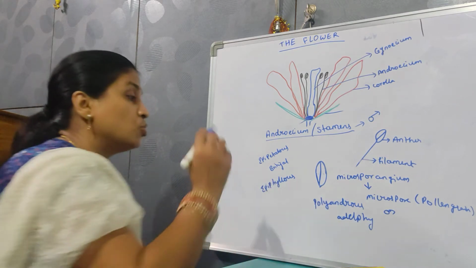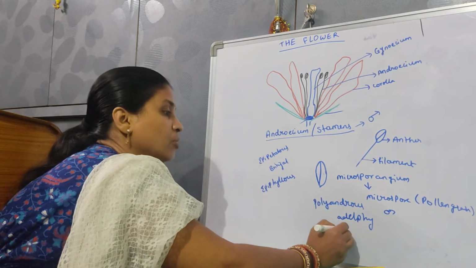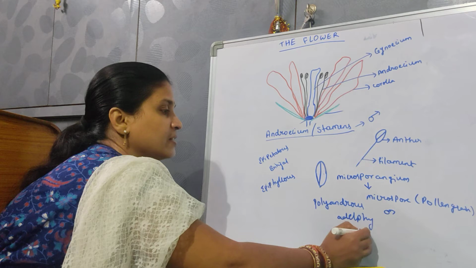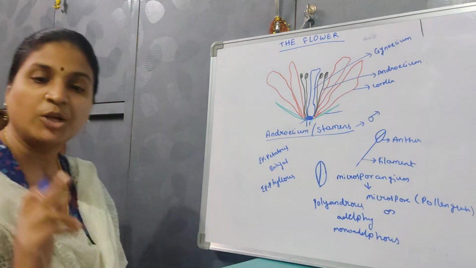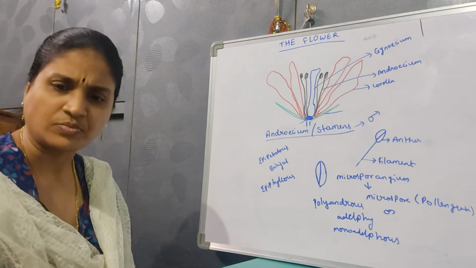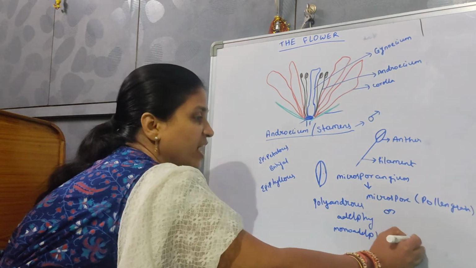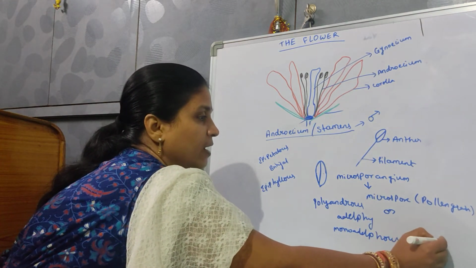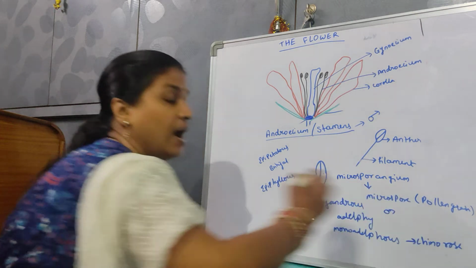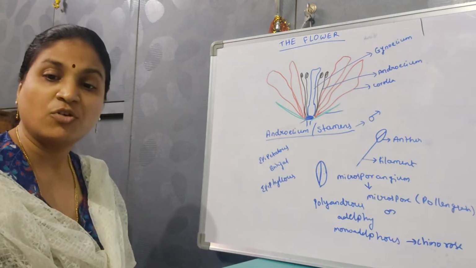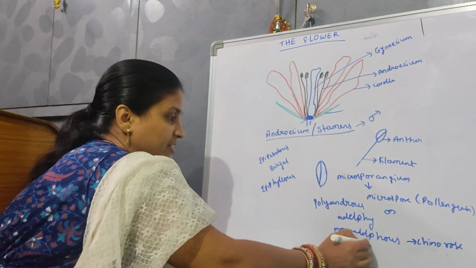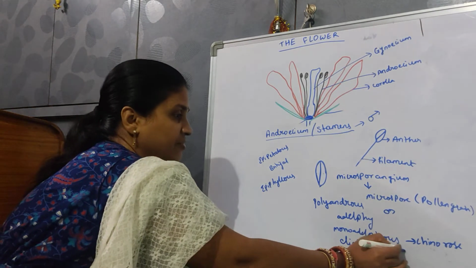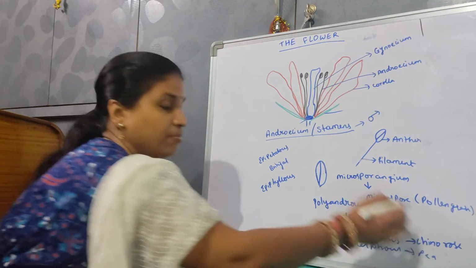If it forms into one tube, it is called monoadelphous. If it is forming into a single tube, it can be seen in China rose, Hibiscus rosa-sinensis. If it forms into two bundles, it is called didelphous.